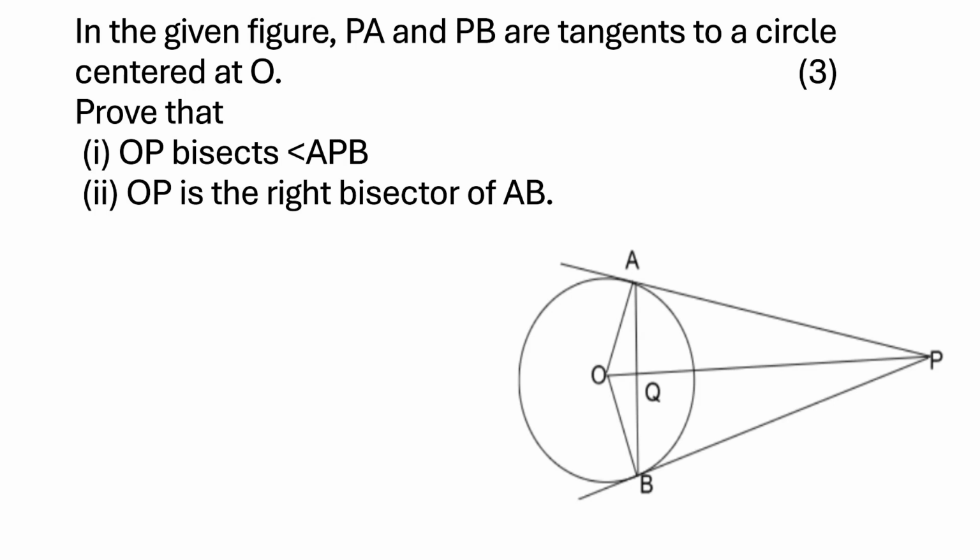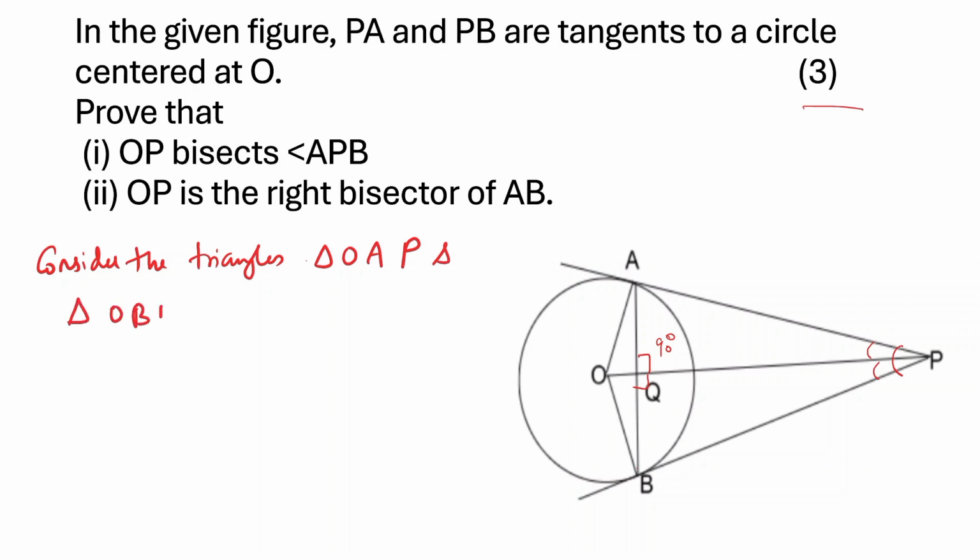In the given figure, PA and PB are tangents to a circle centered at O. Prove that OP bisects angle APB. So angle APB is here. We have to prove that this line OP is bisecting, meaning this angle and this angle are equal. And the second question is to prove OP is the right bisector of AB. So we can consider the triangles OAP and OBP.